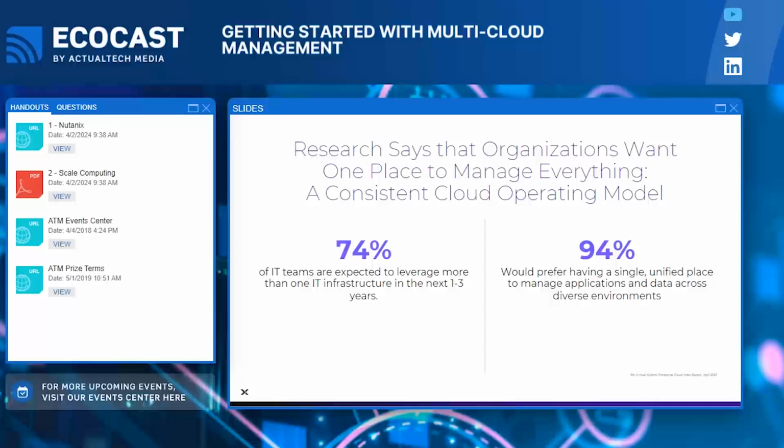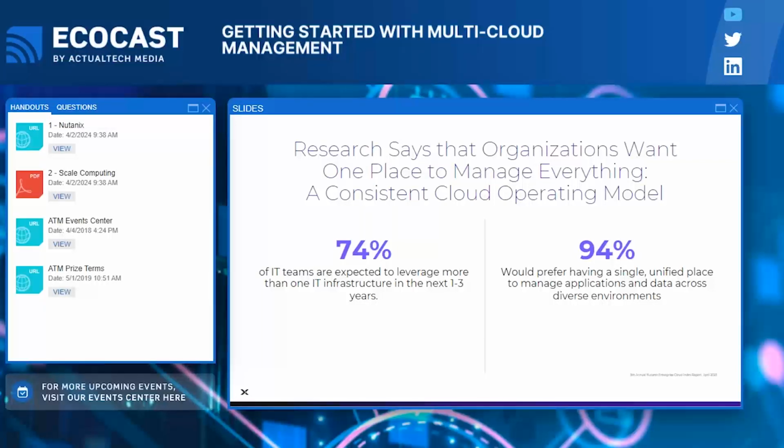So our research, and this is from our actually last year's annual cloud index, and you're going to get the latest copy, I think is one of the handouts we're going to give you at the end, the Enterprise Cloud Index, which was just published. Last year, we asked customers, what's really the most important thing you have in terms of your cloud operating model? One place to manage everything, just all about multi-cloud management.